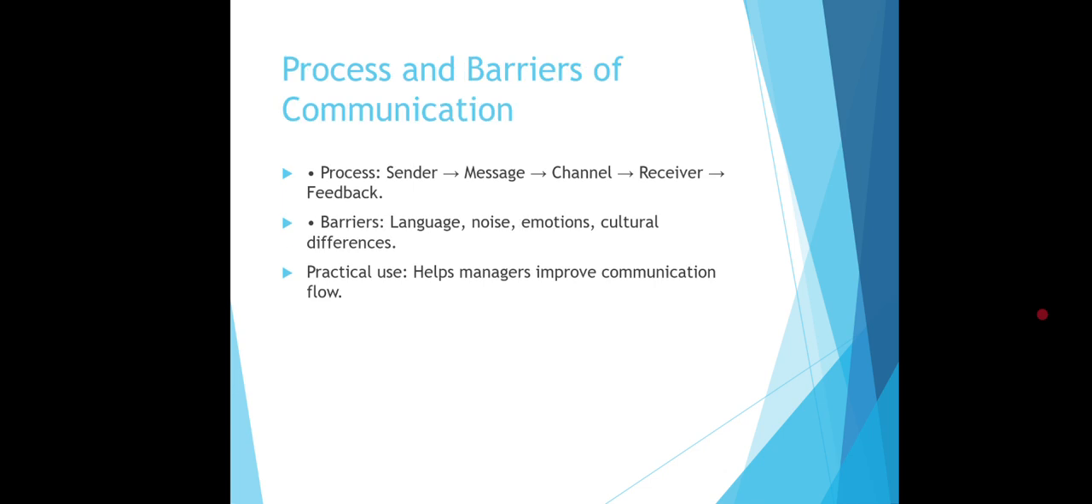Now let's understand the process of communication. The process of communication includes the sender, message, channel, receiver, feedback, and again the sender. Basically, the sender sends the message through the channel, and the receiver receives the message and decodes that particular message. After getting and decoding the message, the receiver gives the feedback to the sender.